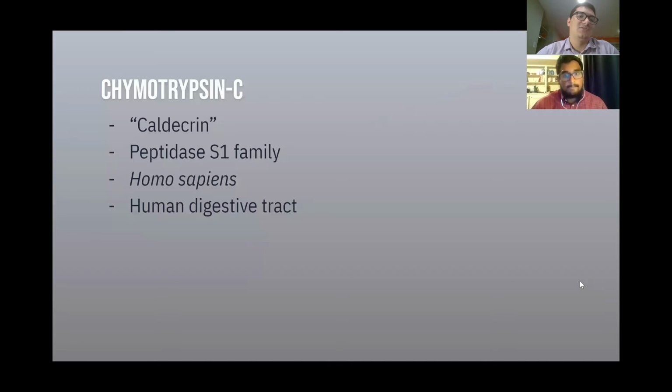Thanks, Bennett. So Chymotrypsin-C, also known as kallikrein, is a member of the peptidase S1 family. What this means is that it is a serine protease that cuts peptide bonds within polypeptide sequences. And it's actually found within us. It's found in our digestive tract, specifically in the duodenum of the small intestine, and it's really important with digestive and excretion processes in the body. So next, I'm going to let Bennett tell you a little bit about the sequence.